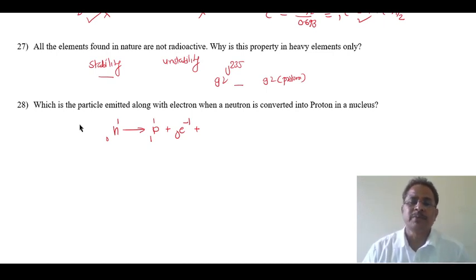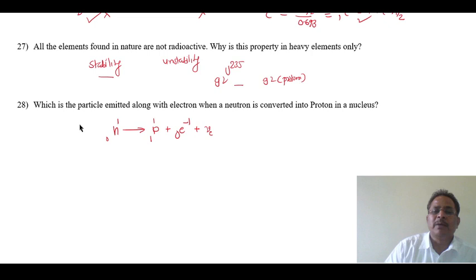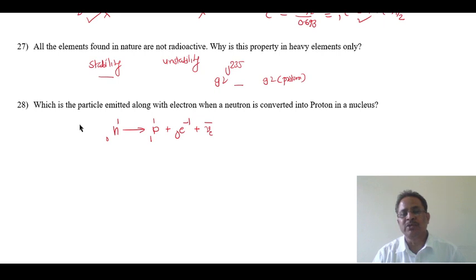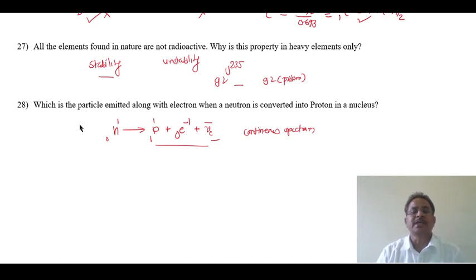Initially this reaction was not balanced, so the energy conservation principle was violated. Later on, Fermi gave the theory that along with this electron there must be some other neutral particle coming out, carrying some more energy, and this is called the anti-electron neutrino. This is not the electron neutrino, it is the anti-electron neutrino. It comes along with the electron and proton, so the total energy is shared among these three, and the continuous spectrum of beta decay can be explained with the help of this third particle.